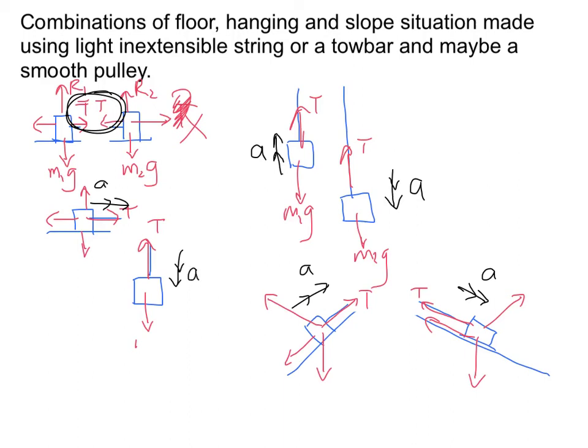Maybe we've got a car pulling a caravan or something, in which case they're both going to the right. Now notice that in the car and caravan situation, the accelerations are going in the same direction, but in all the other situations, the accelerations are going in different directions. Now that is a special thing about the car and the caravan situation, because the car and the caravan are accelerating in the same direction.